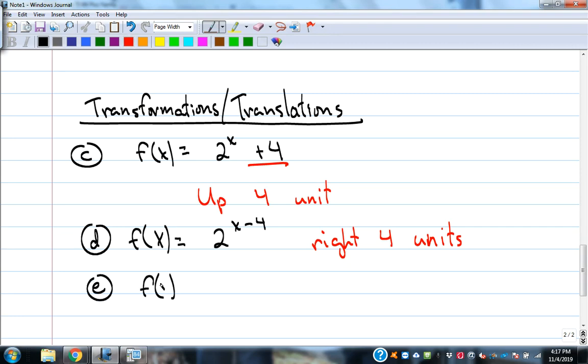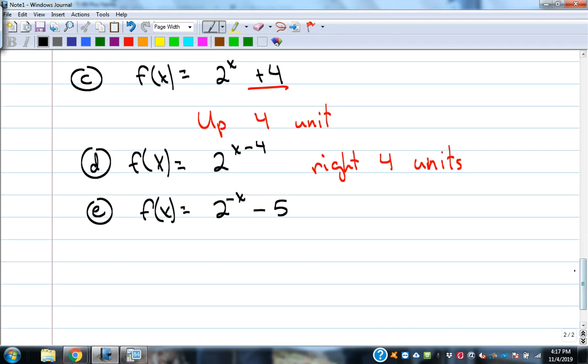F of x is equal to 2 to the negative x minus 5. Simple like that. The minus 5 on the outside does what? Down 5. Down 5 units. What does the negative on the inside of it do? Flip across what?